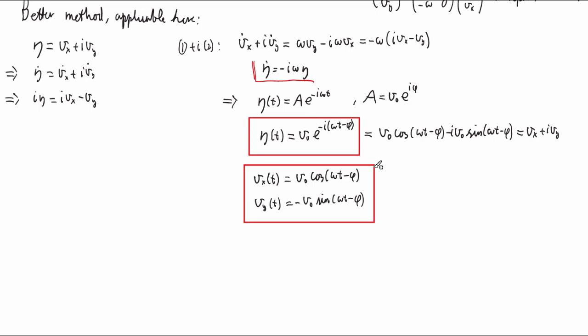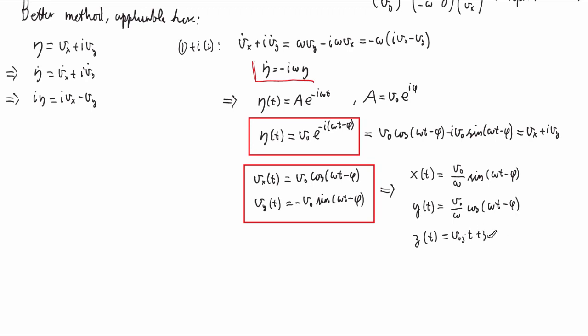To find the position, we just integrate this directly, which gives us and for completeness, we should also add in the z motion. And there are offsets here too. And we use capital letters to indicate the offset.